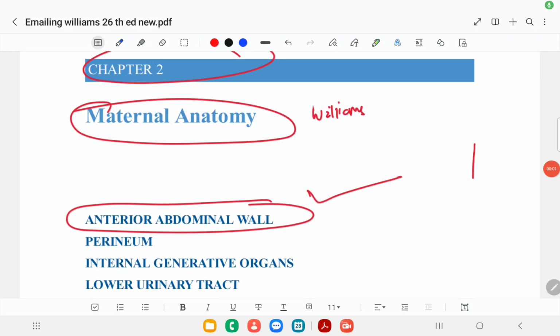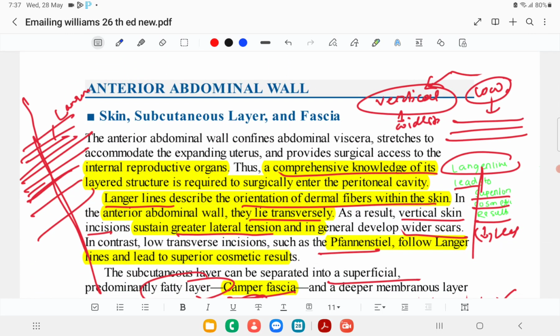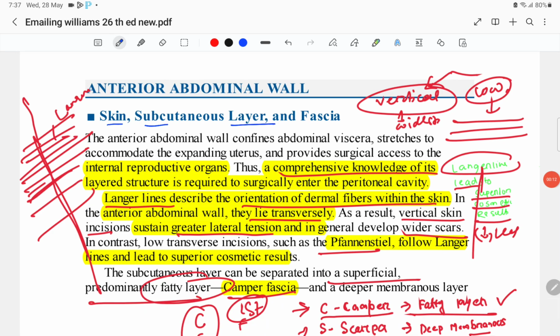Morning everyone, today we'll discuss the maternal anatomy from Williams textbooks. Chapter 2 will discuss the anterior abdominal wall anatomy. The anterior abdominal wall has the skin and subcutaneous layer, and the fascia. The anterior abdominal wall confines the abdominal viscera. That is the point you have to remember from this paragraph.